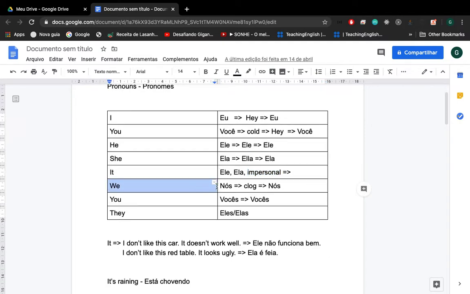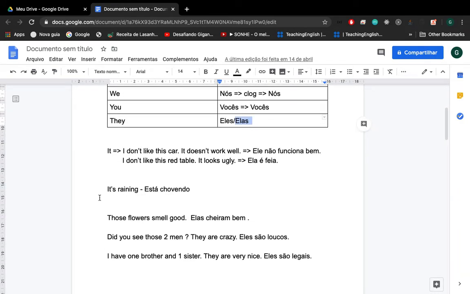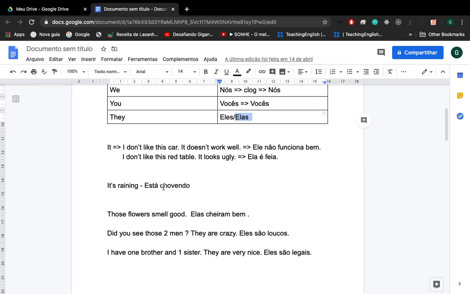We, nós. We, nós. You, vocês. You, vocês. They, eles or elas. Remember, eles is for only men or men and women together, and elas is for only women. Let's take a look at some sentences to help you consolidate the knowledge here.